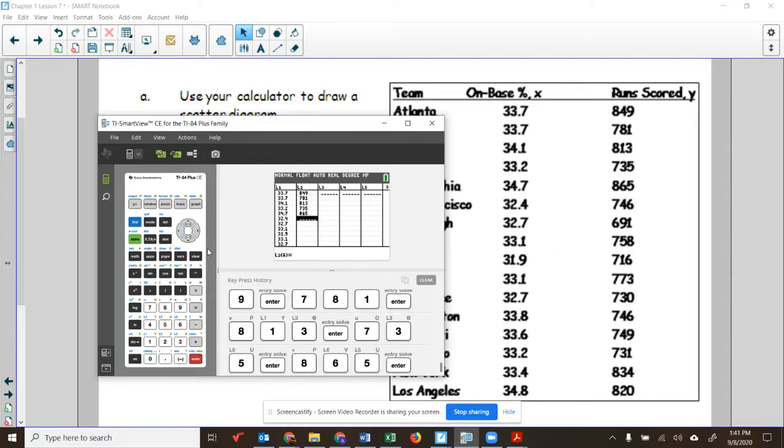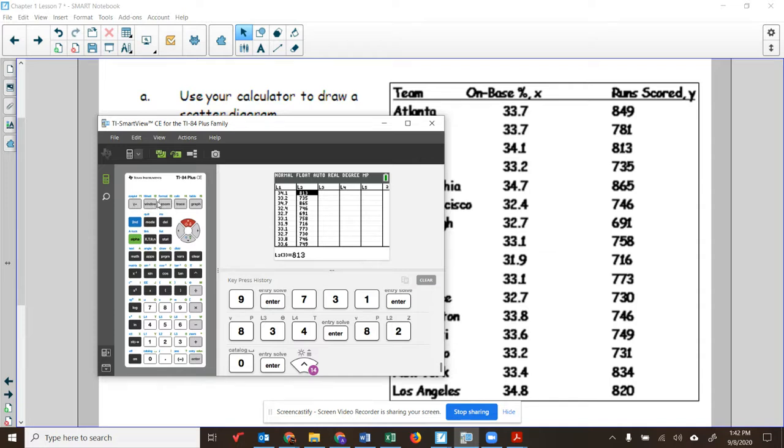I'm finished. I will go through and double check my numbers, make sure they match up. Okay, so it looks like all my numbers there are okay. I think I'm good. All right, scatter diagram.